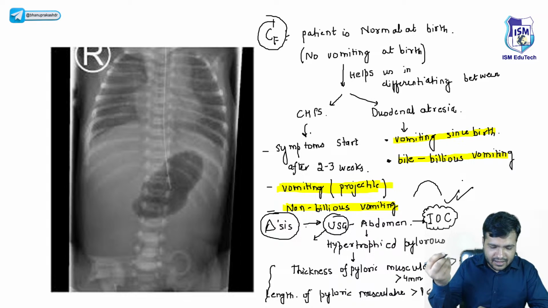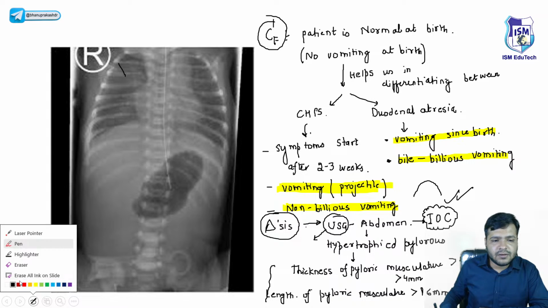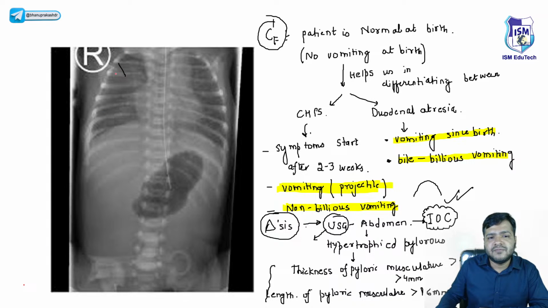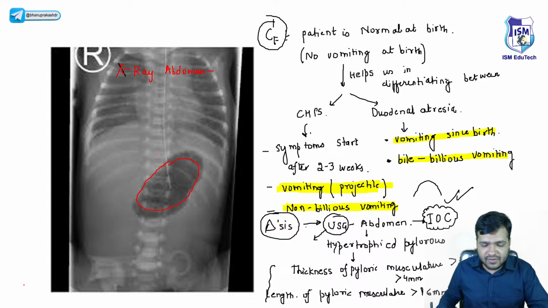Now coming on to the x-ray, we also do an x-ray. Let me use the red pen so that it is more visible. So basically this is an x-ray abdomen, guys, and you can see that a bubble is formed. A single bubble will appear in the stomach.